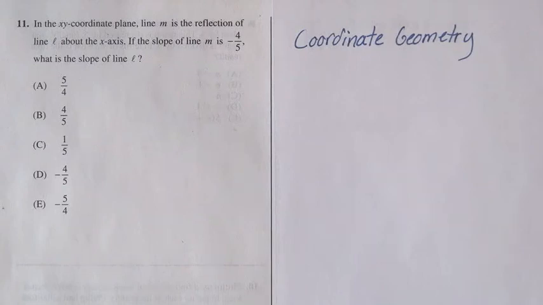Question 11 reads, in the xy coordinate plane, line M is a reflection of line L about the x-axis. If the slope of line M is negative 4/5, what is the slope of line L?